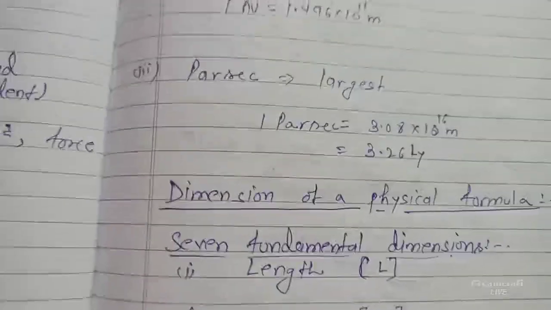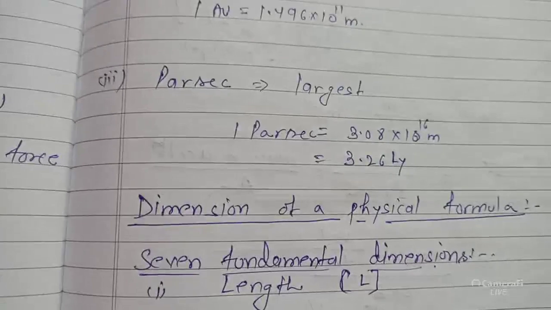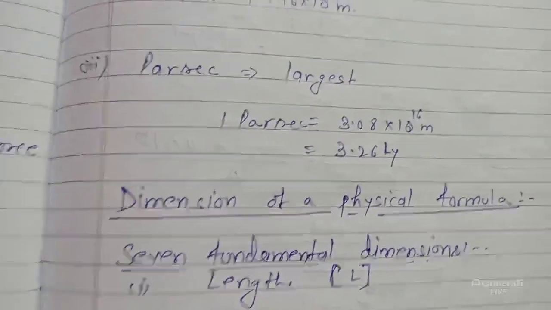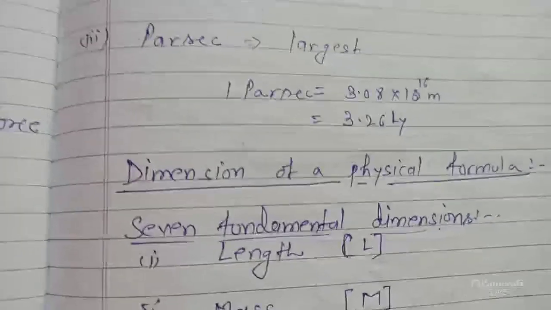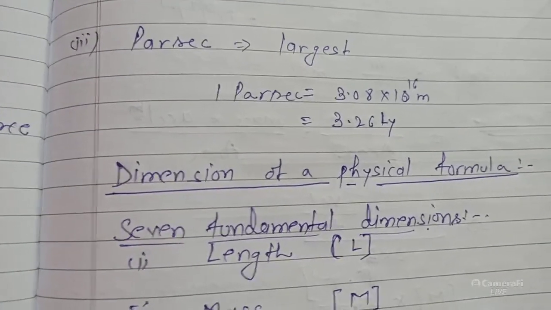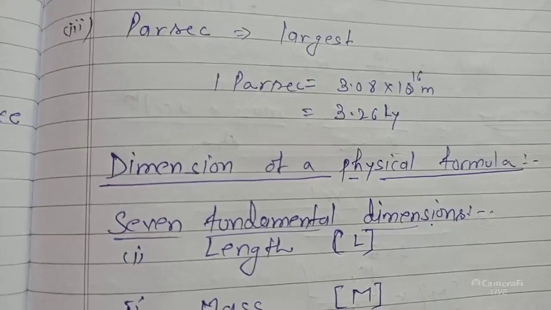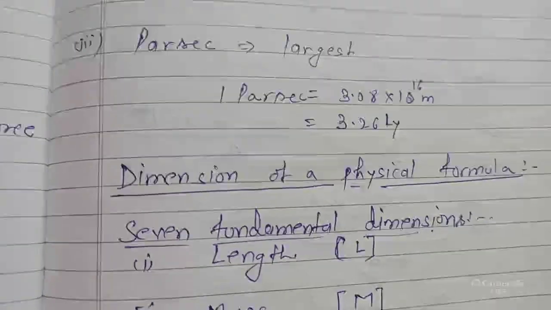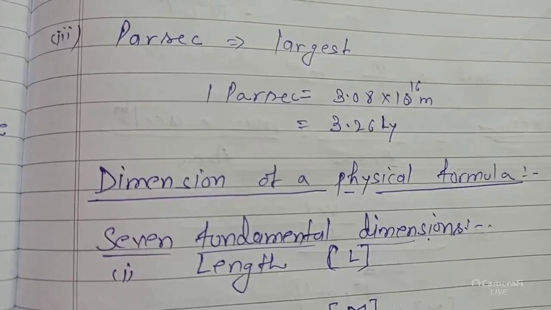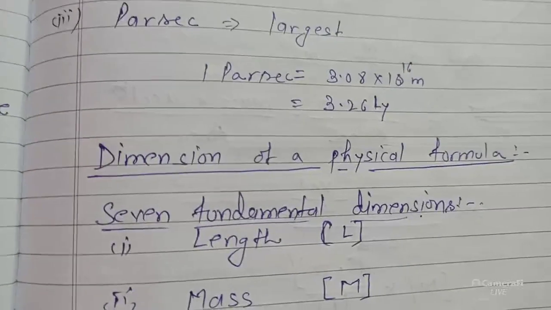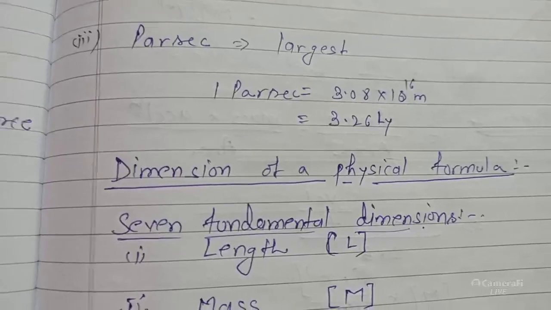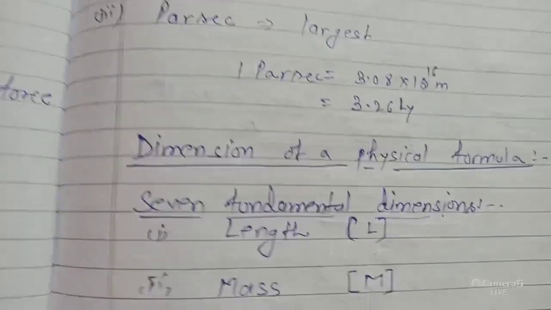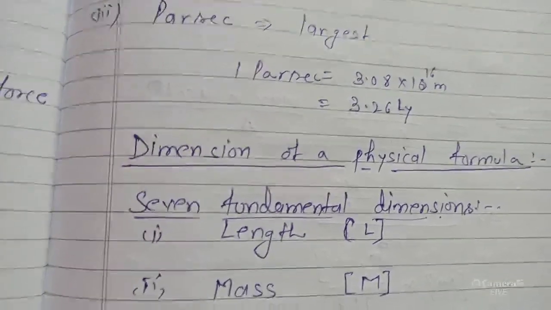Now we'll go for parsec. Parsec is the largest unit of distance. The value of parsec is 3.26 times more than light year. So we know that the light year has how much value? 9.46 into 10 to the power 15 meter, and the parsec has 3.08 into 10 to the power 16 meter. It is 3.26 times the light year. So it is the largest unit of distance so far.